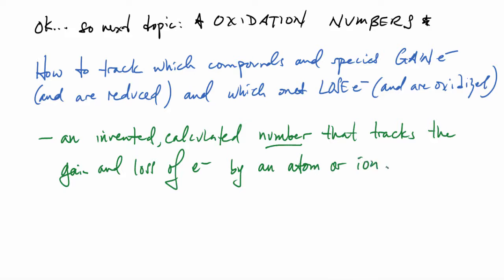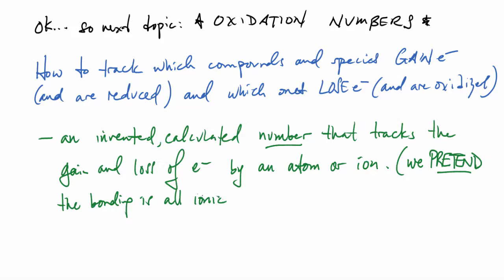Okay, we are going to pretend that all bonding is ionic. Okay, all bonding is not ionic. We're going to pretend that it is. So pretend that it's all ionic. It's not. And we'll get a useful system this way.